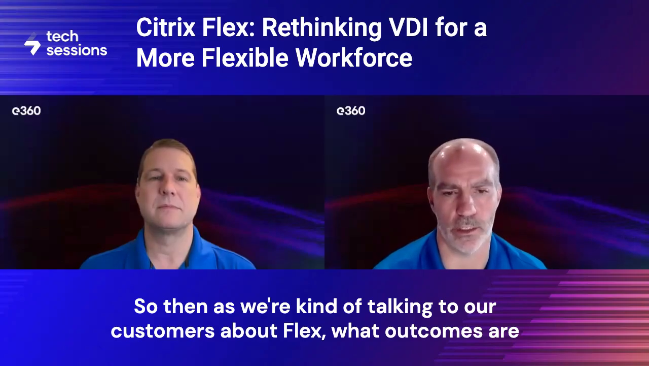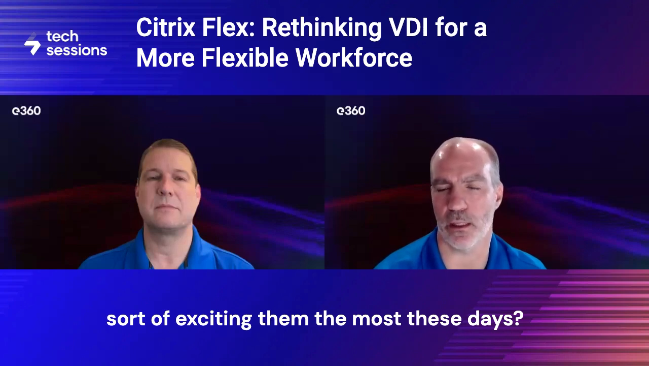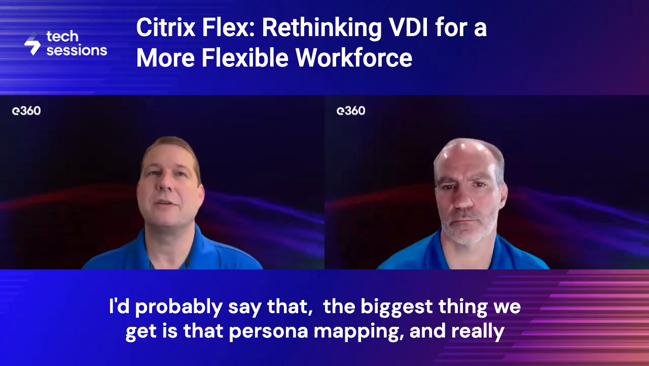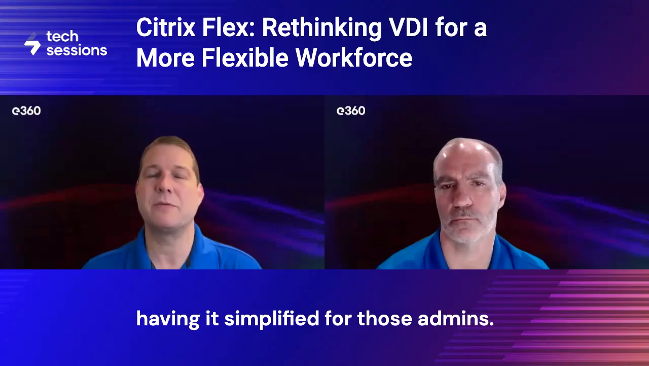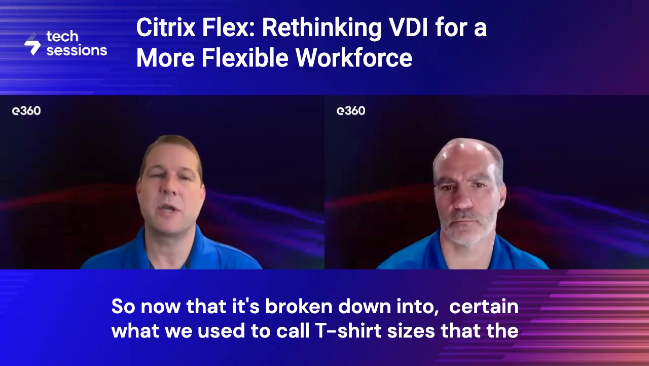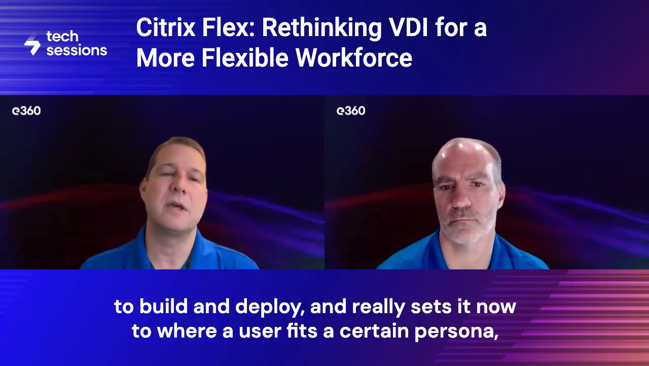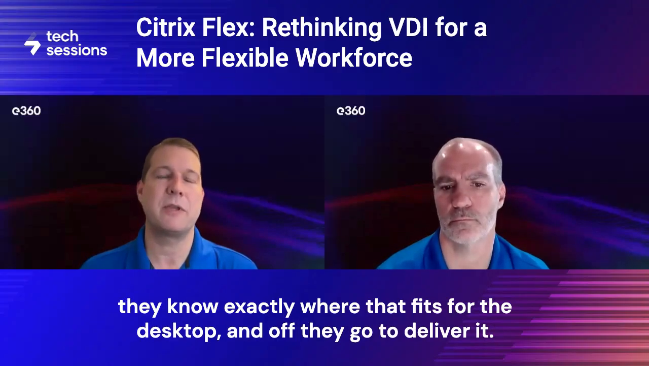So then, as we're talking to our customers about Flex, what outcomes are exciting them the most these days? I'd probably say the biggest thing we get is that persona mapping and really having it simplified for those admins. Now that it's broken down into what we used to call t-shirt sizes that the users are fitting into, it takes some of the guesswork out about how they're having to build and deploy, and sets it to where a user fits a certain persona. They know exactly where that fits for the desktop and off they go to deliver it.